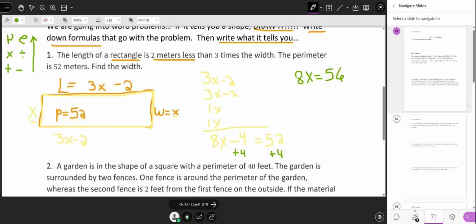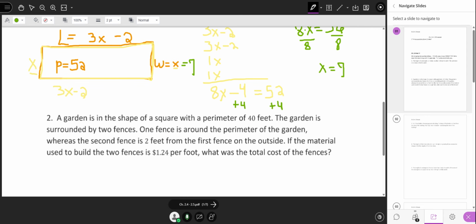Now, the opposite of times, because remember 8 hugged up to an x means times, is to divide both sides. So x is 7. That means the width is 7. Now, did I do what it asked me to do? Yes, I did. I found the width. The width was x, so I'm done. Yay!